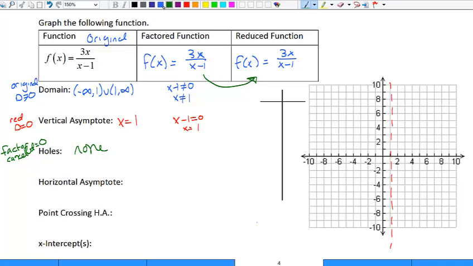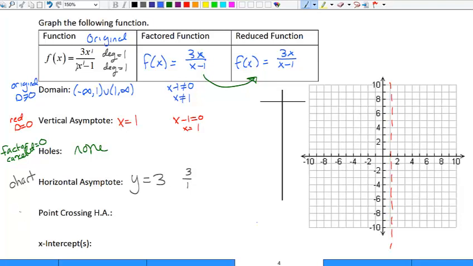Next is the horizontal asymptote, and the way we find that is to use our chart. We compare the degree of the numerator, and the degree here is 1 because that's the exponent. The degree of the bottom is 1 there as well. So because the degrees are the same, I'm going to take the leading coefficient of the numerator divided by the leading coefficient of the denominator, which is 3 divided by 1, which is just 3.